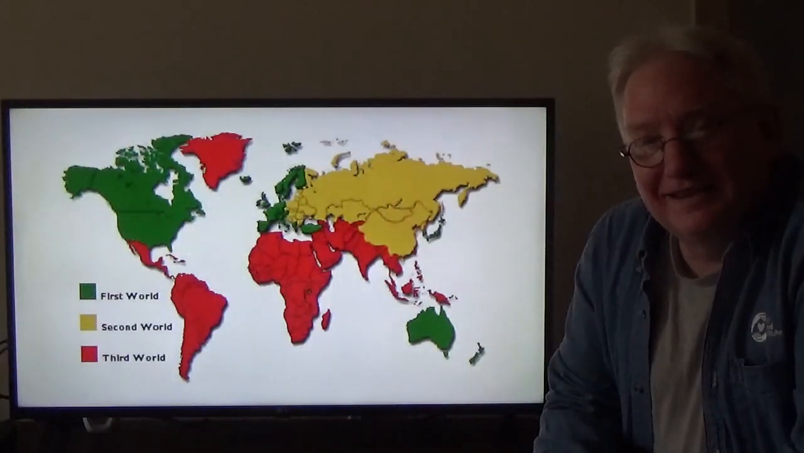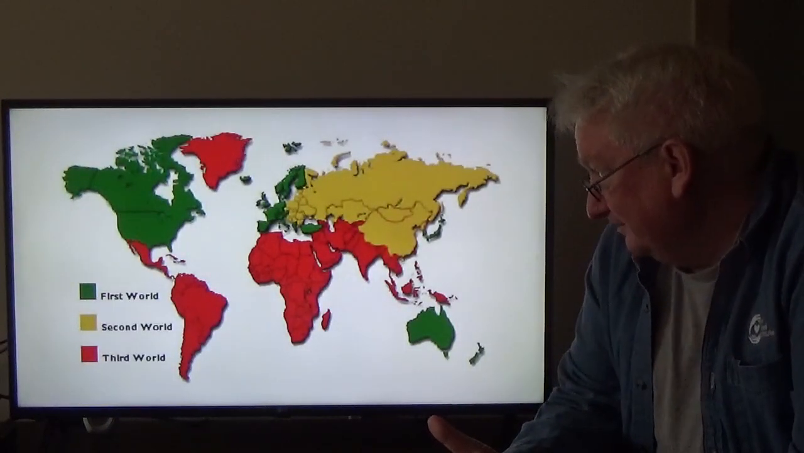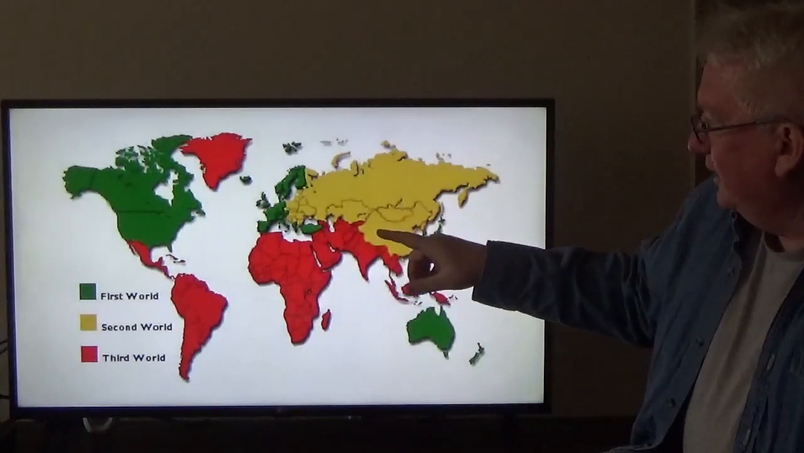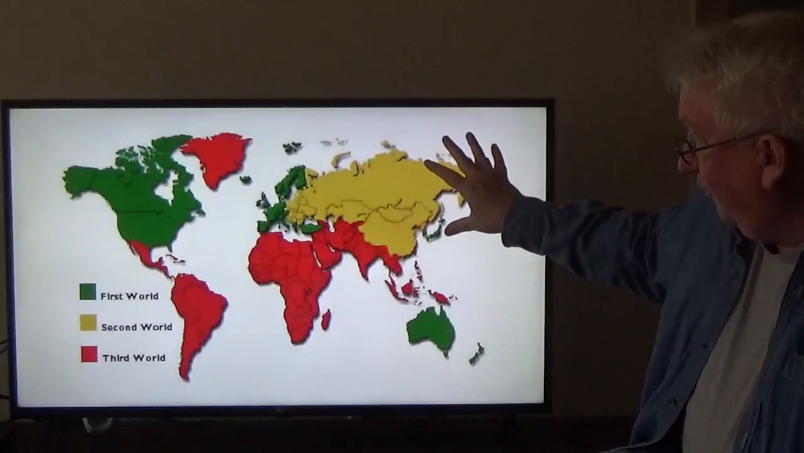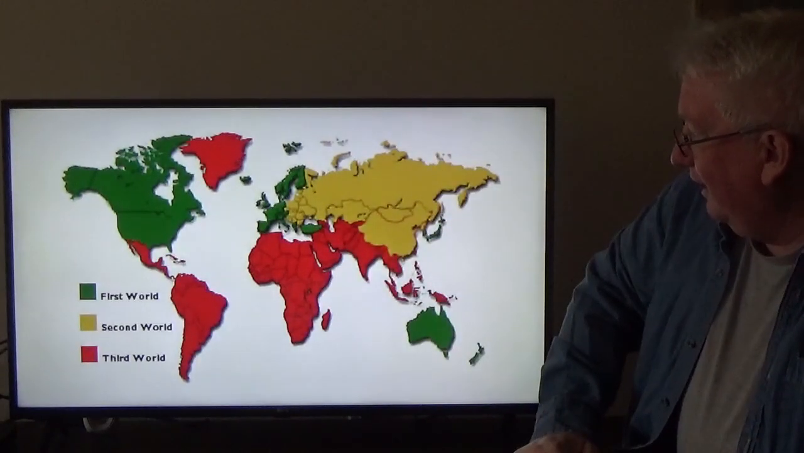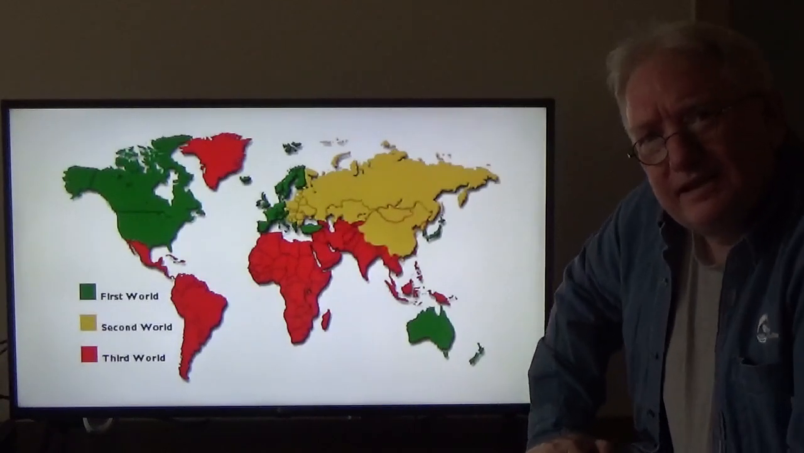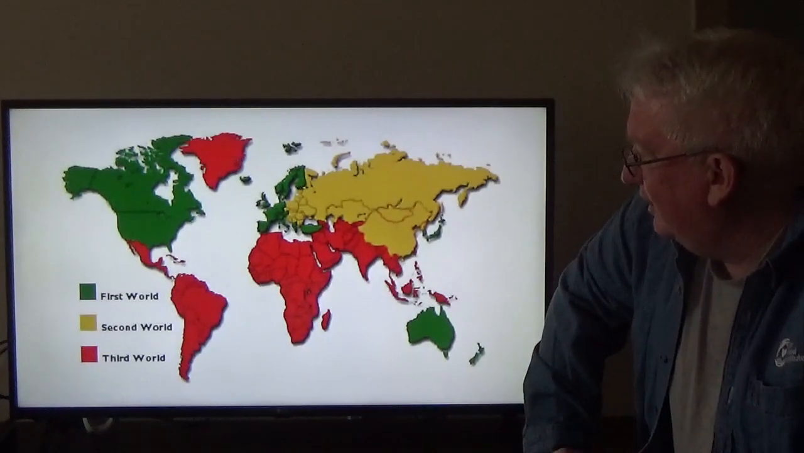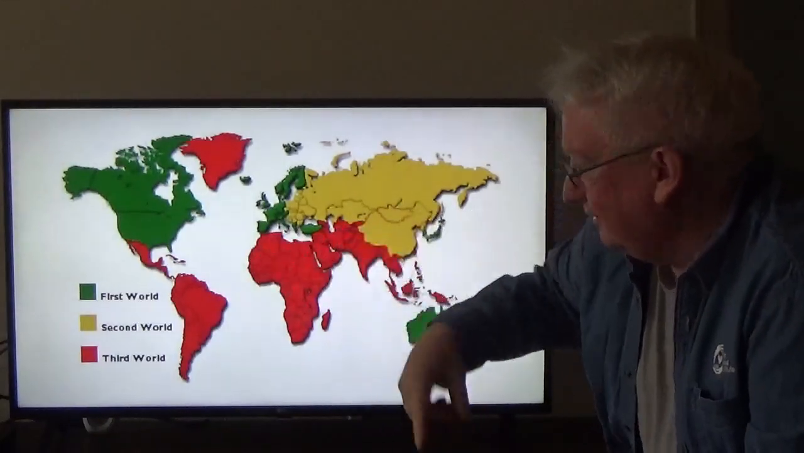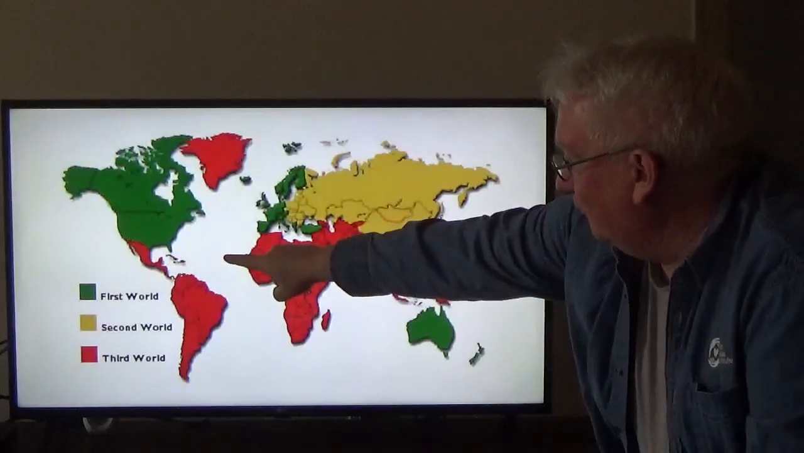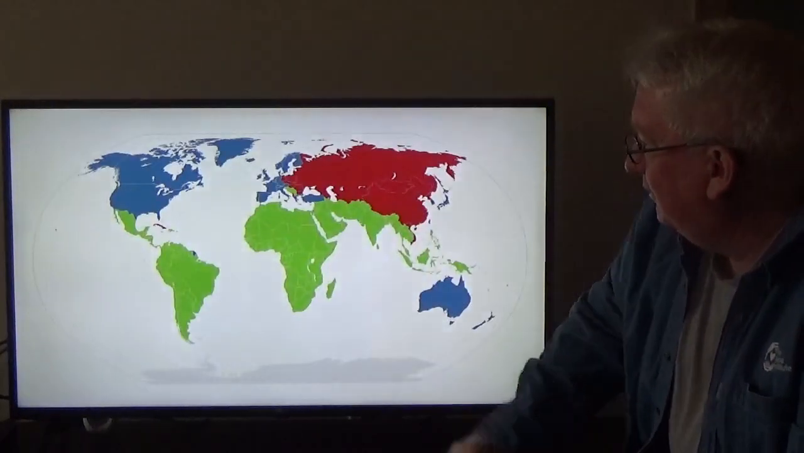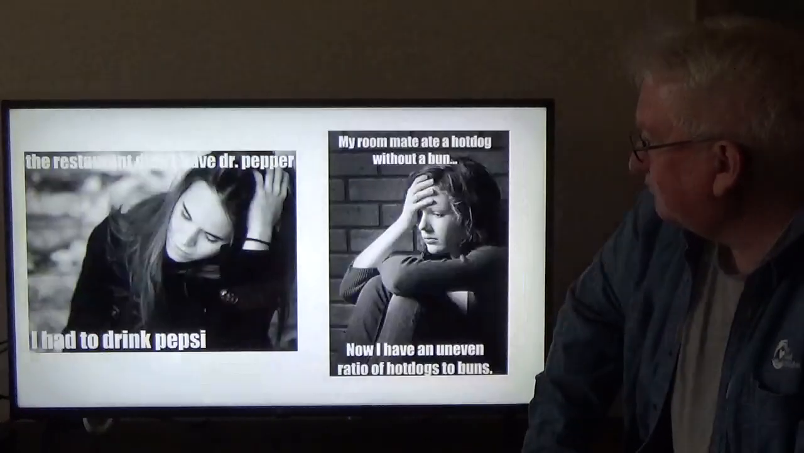Here's another map, and it's got the same idea. South Africa's back. We've changed up the colors. Green are the good guys from our point of view. Yellow are the bad guys from our point of view, and red are the non-aligned guys. I meant to say something about Mexico. So Mexico here, I'm trying to use my pointer, Mexico here is in red. Third world. Interesting.